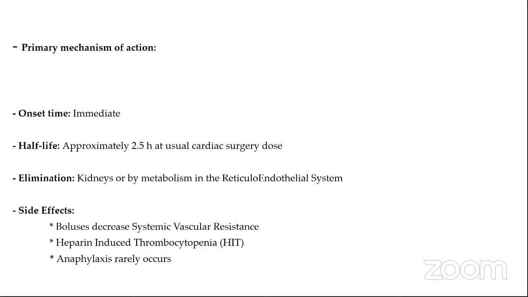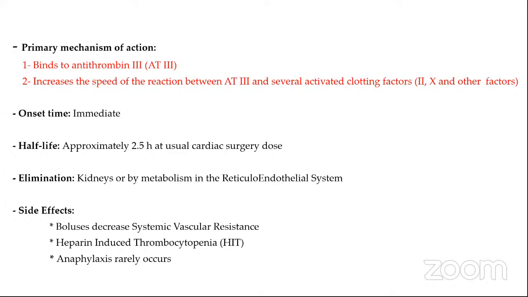Interfere with factor 10. Okay. Any other answers? It activates antithrombin. Okay, that's nice. So it binds to antithrombin 3. This is the direct bond. Once heparin is bound to antithrombin 3, it increases the speed of reaction between antithrombin 3 and several activated factors. The two most important factors that we're going to focus on are factor 2 and factor 10, and there are some other factors as well.